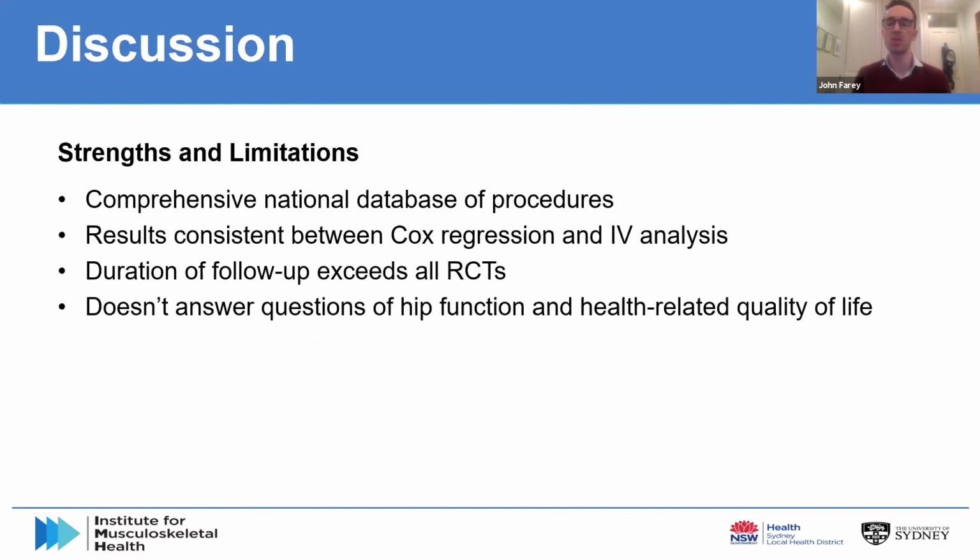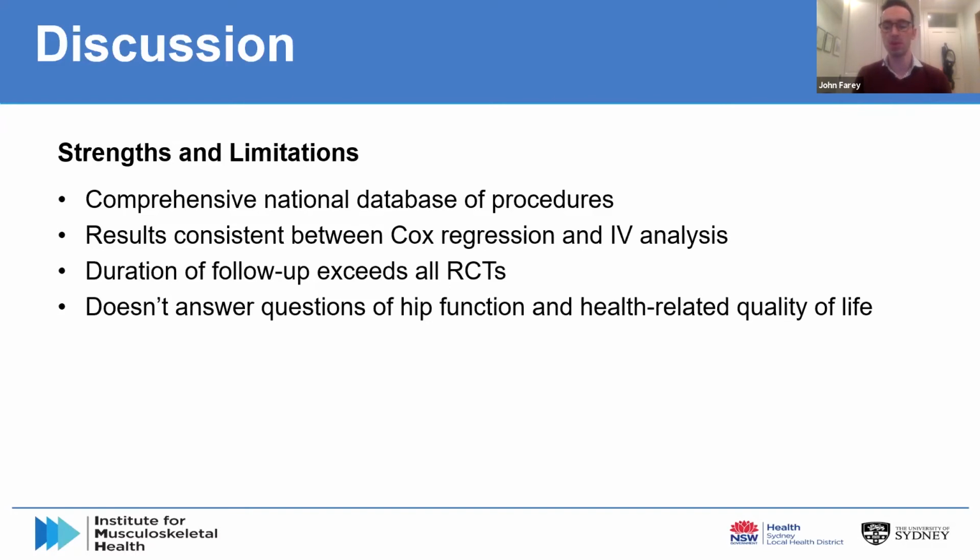So the strengths and limitations of using a large cohort observational study: it's comprehensive. Over 99% of arthroplasty procedures in Australia since '99 have been logged in the joint registry. And that gives us a very comprehensive degree of completeness. It's also linked to the National Death Index. So for the primary outcome of revision, we find out when patients either have a revision surgery or they're deceased. The results were consistent between our two methods when we were adjusting for known and unknown confounders.